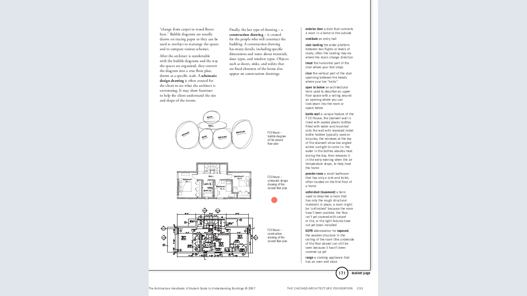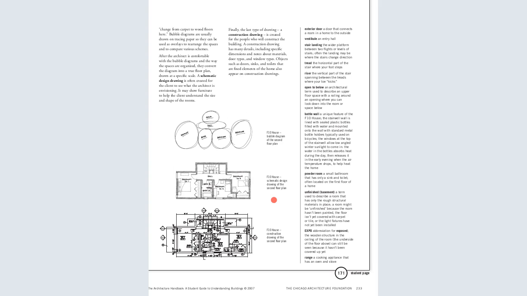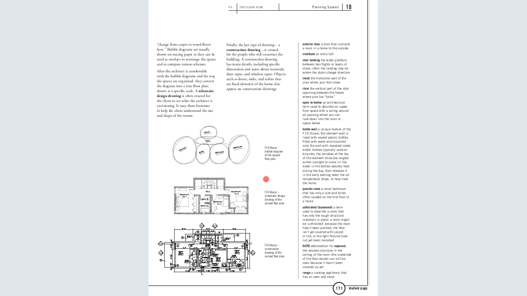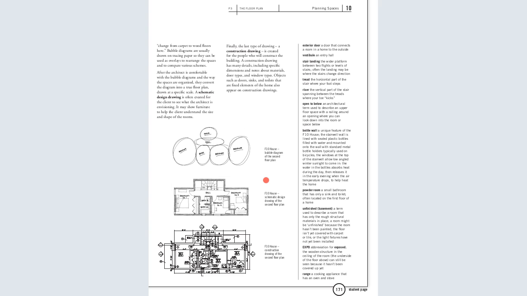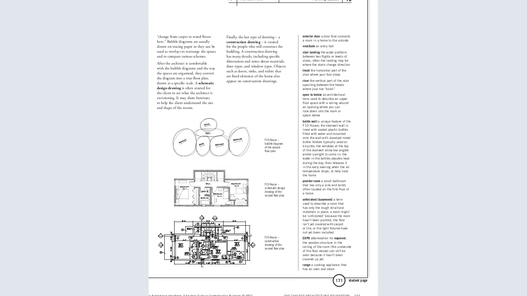Then finally, the last type of drawing is a construction drawing, created for the people who will construct the building. That is, a construction drawing has many details, including specific dimensions, notes about materials, door types and window types. Objects such as doors, sinks, toilets, and fixed elements of the home also appear on construction drawings.